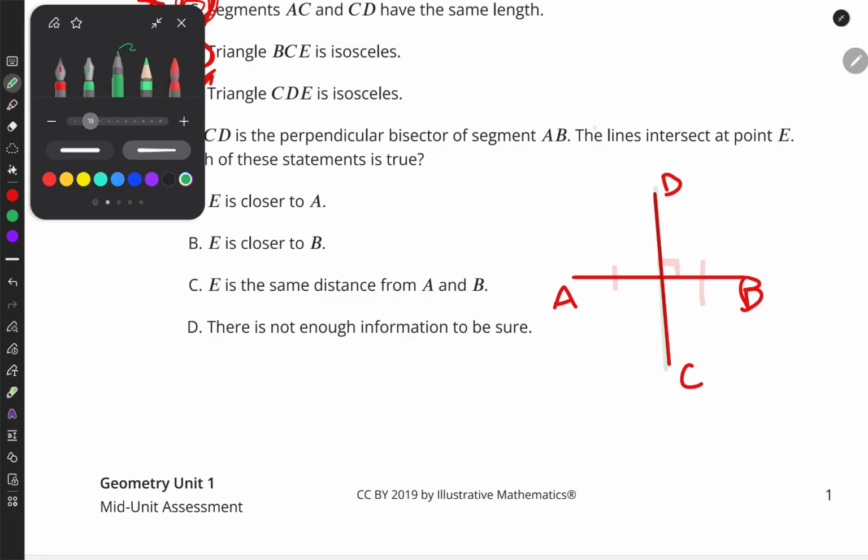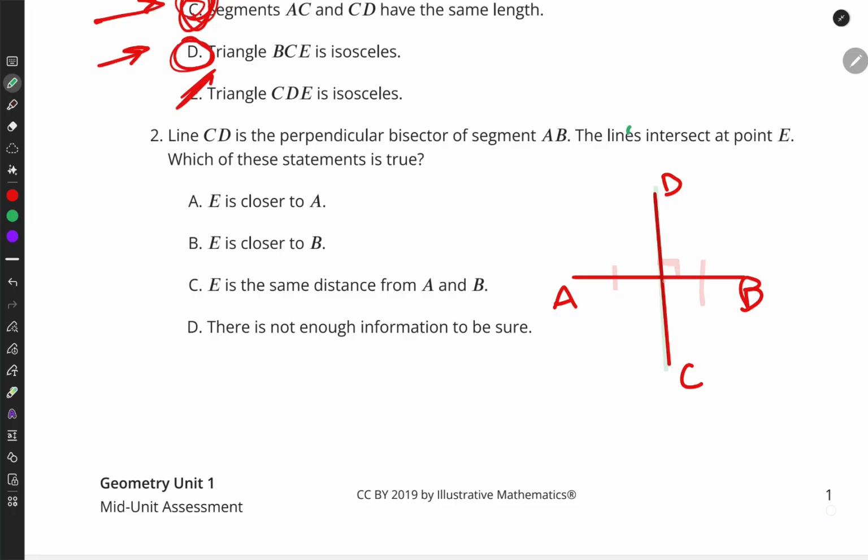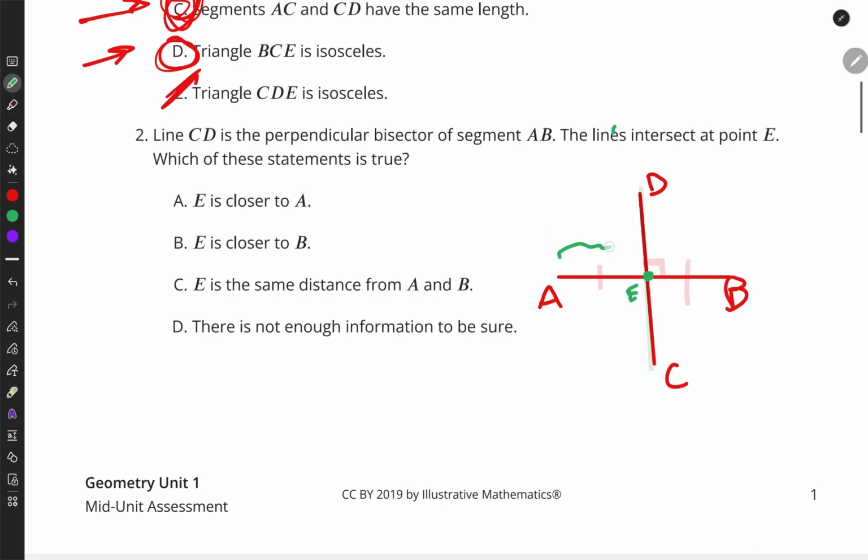The next piece says the lines intersect at point E. This is the intersection point, the only point they're intersecting at, and we'll call that E, right? So, which of these statements is true? Is E closer to A? No, because this distance is not different from this distance. That would make B also not true, because it's not closer to B either. It is the same distance, right?